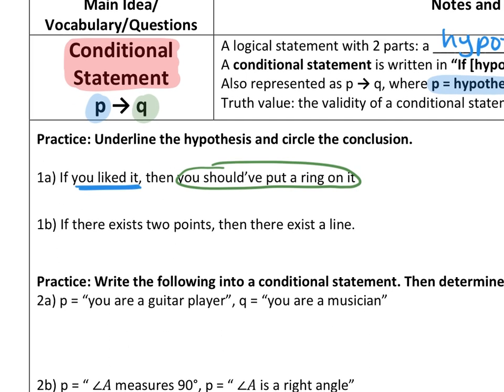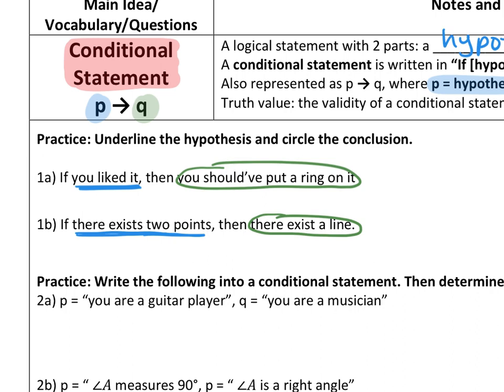So if we see a second example, 1b says, if there exists 2 points, then there exists a line. What is the hypothesis here? The if, very good, the if statement. If there exists 2 points, what's the conclusion? There exists a line. So after the then is the conclusion. If hypothesis, then conclusion.